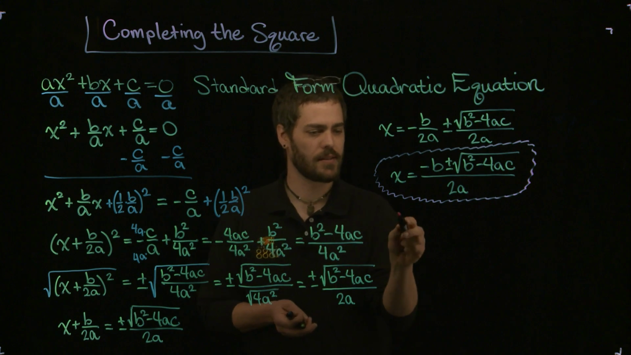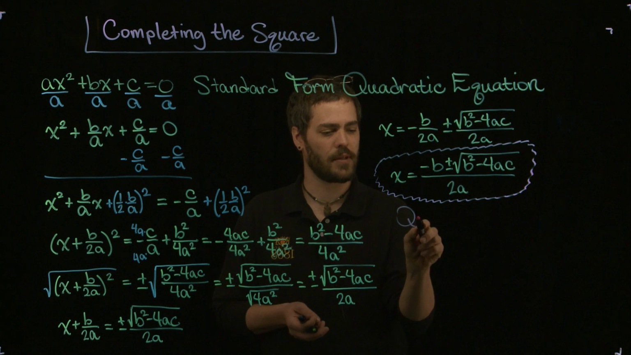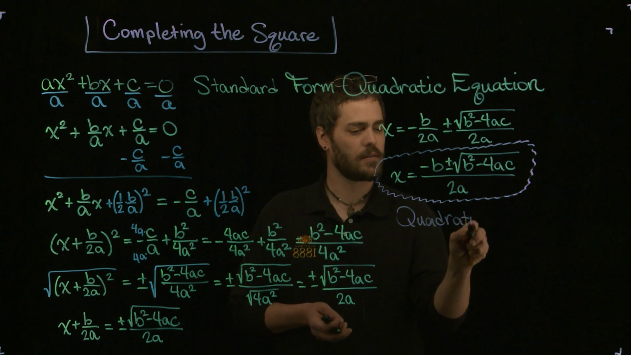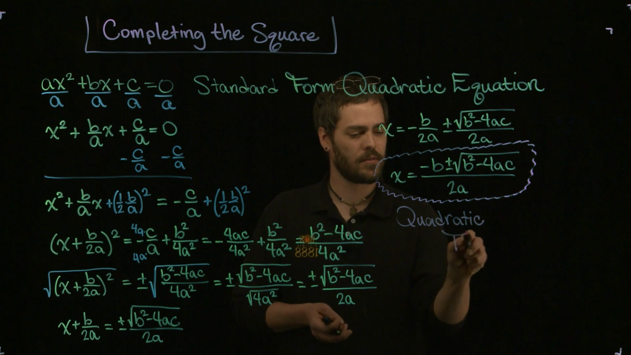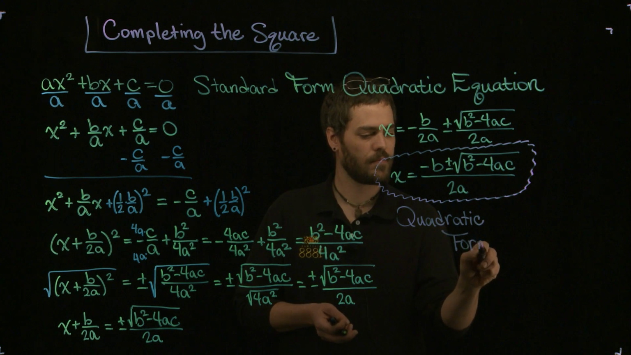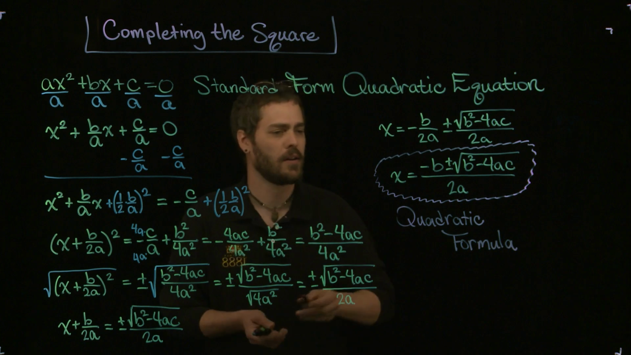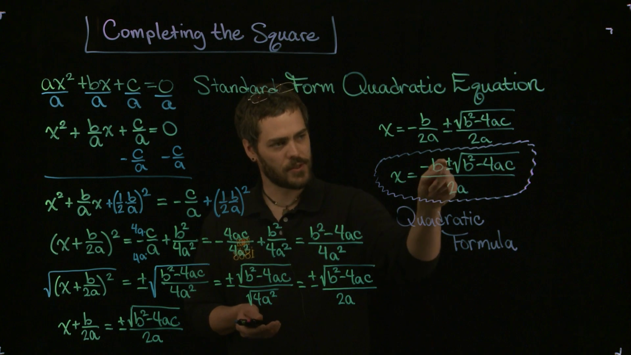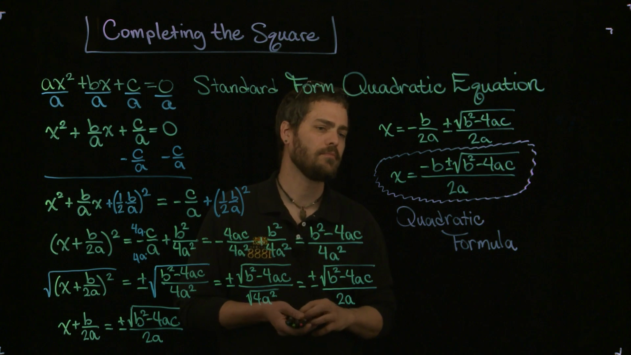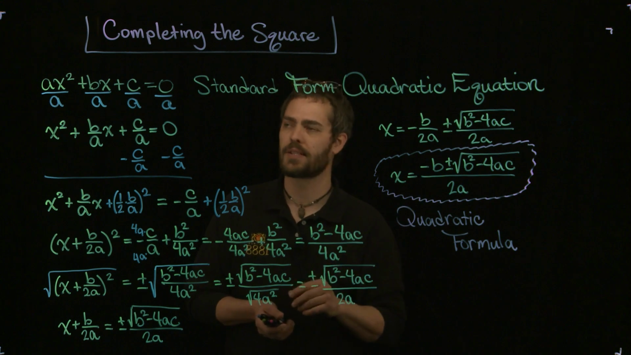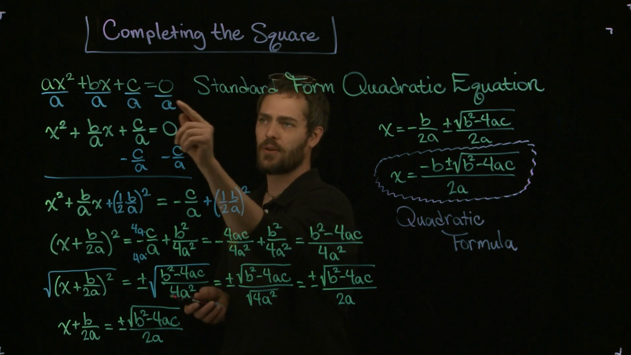And what you see right here represents the solutions of any standard form quadratic equation. And this right here is named the quadratic formula. So just to sum up, the quadratic formula are the solutions, two solutions, one for the plus, one for the minus. The quadratic formula are the solutions to the standard form quadratic equation.